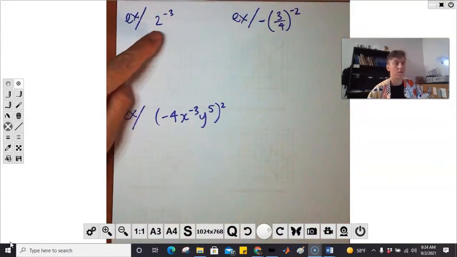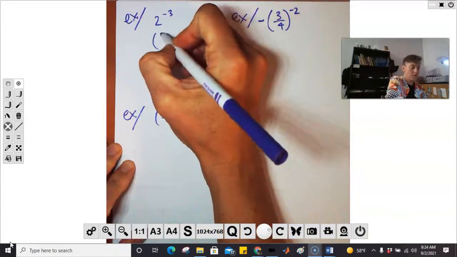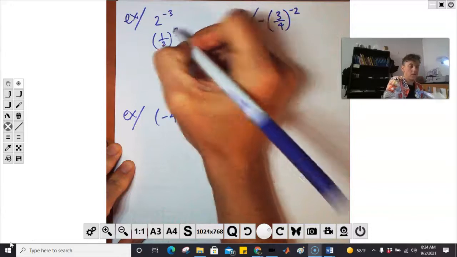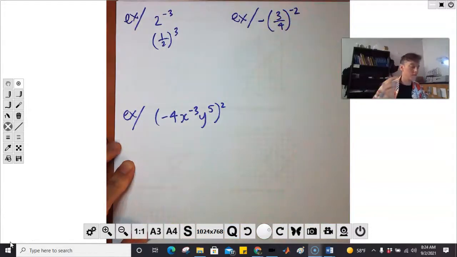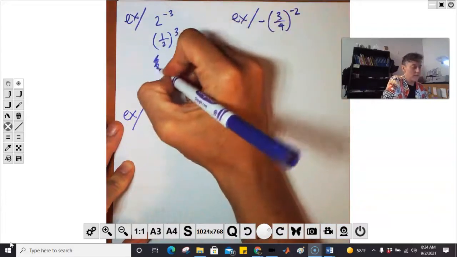All right, here we go. We'll start with a simple one. 2 to the negative 3. That's equal to the reciprocal, 1 over 2 to the positive exponent, cubed. Now I can cube each part. I don't need that parentheses, so bye-bye.